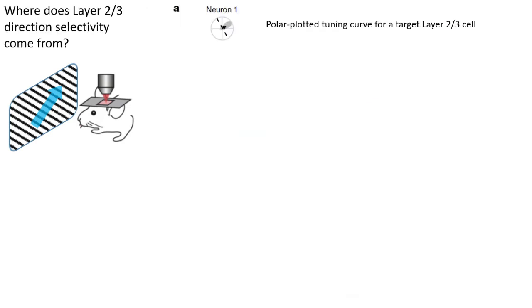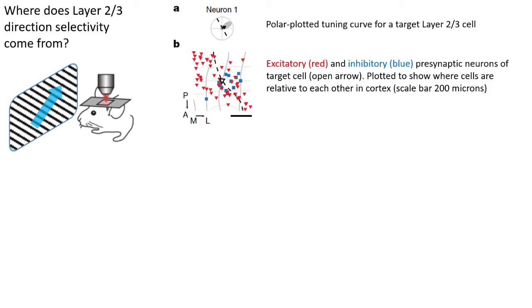Rossi et al. go on to address this question of where layer 2-3 direction selectivity might come from. Here is a plot of one target layer 2-3 neuron showing its direction tuning using a polar plot. Here is a plot showing all of the excitatory in red and inhibitory in blue presynaptic neurons of that target cell, which is itself depicted as an open arrow in the center here. This plot shows where those cells are relative to each other in the cortex. The scale bar is 200 microns here.